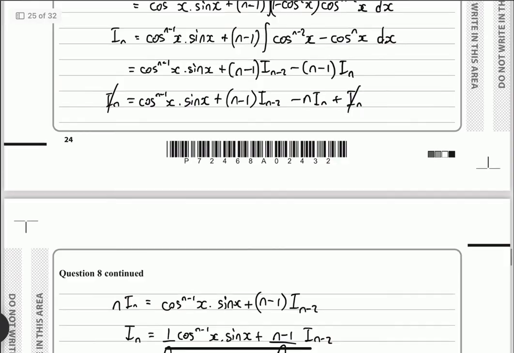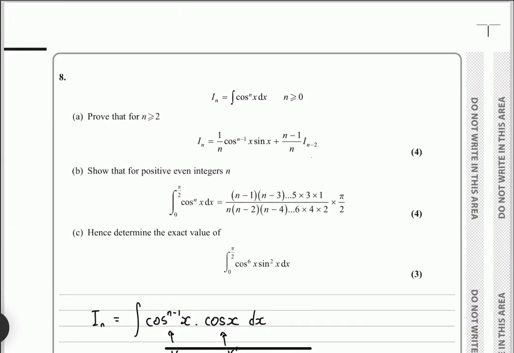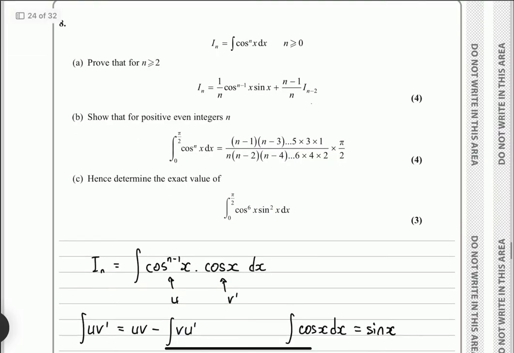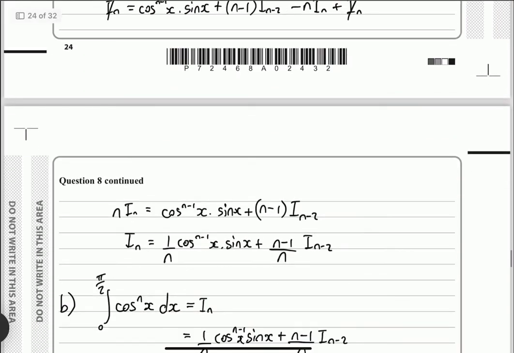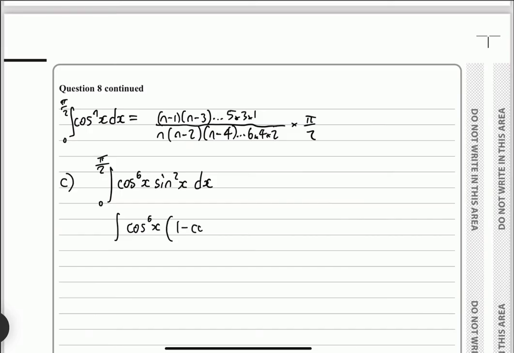Okay, not the nicest question, I would say, but I think we're there, probably with enough working to satisfy the examiner. Hence, determine the exact value of this: the integral from 0 to pi by 2 of cosine power 6 times sine squared. Now that does not match what we've got. We want a cosine power something. So straight away, let's change that into a 1 minus cosine squared.